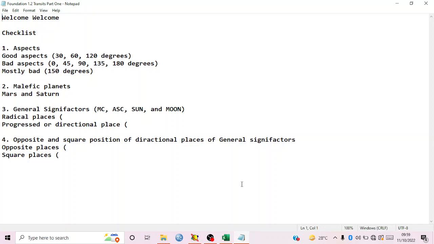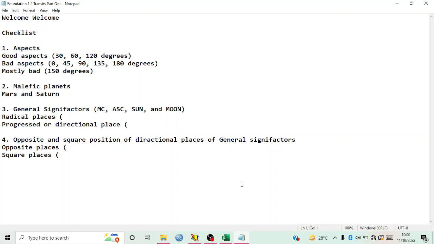So the good aspects that we need to know are 30 degrees, 60 degrees, and 120 degrees. These are the only three good planetary aspects that we have. The bad aspect, however, is the 0 degree angle, or sometimes we'll just say 360 degrees, which simply means a conjunction.